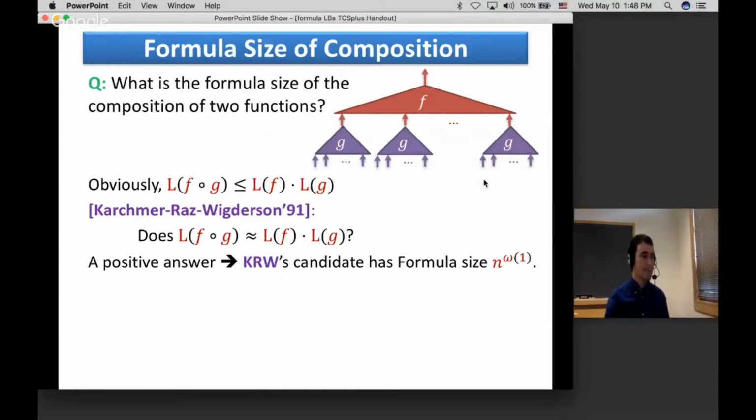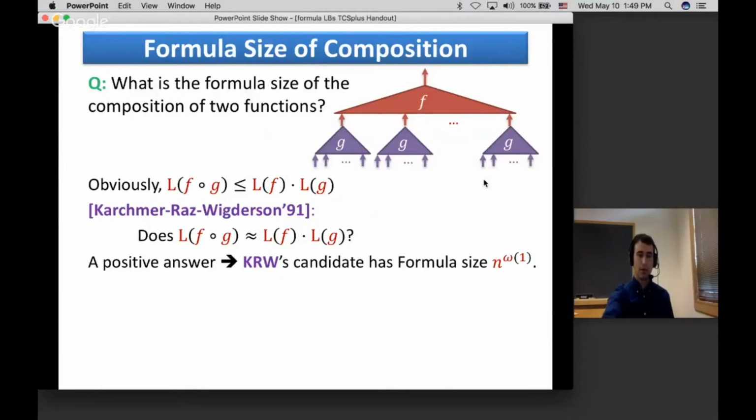Sorry, do you need to show this for a specific f and a specific g, or a whole family of them? The conjecture is that it works for any f and g, but to get the result on KRW, it is enough to look at an arbitrary f and a random g. It's also enough to prove slightly weaker results than that in order to get the n to the log n. But it makes sense to ask it even for any two functions f and g. There is one counterexample, but there you just gain a factor of log. So there is some function where the composition is the product up to some log factors, but I don't know of any examples that are more significant than that.